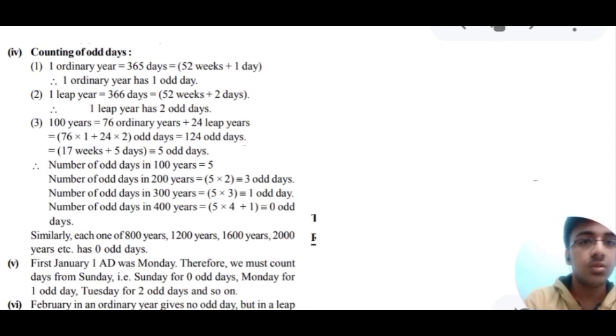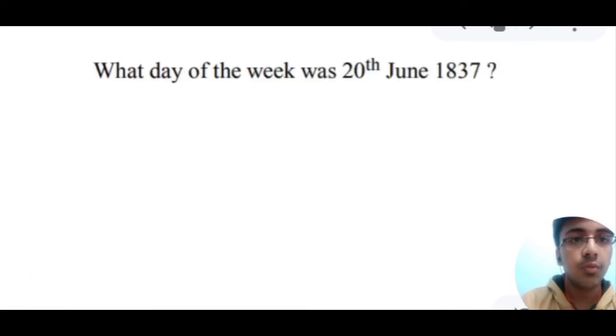Okay? So moving forward, February in an ordinary year gives no odd day, but in a leap year gives 1 odd day. We know there are 28 days in February. In February there are no odd days. 28 divided by 7, the remainder will be 0. But in a leap year we have 29 days in February. 29 divided by 7, there will be 1 odd day. I hope it's clear.